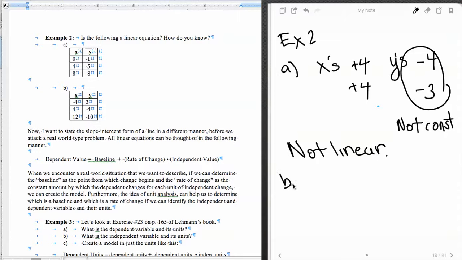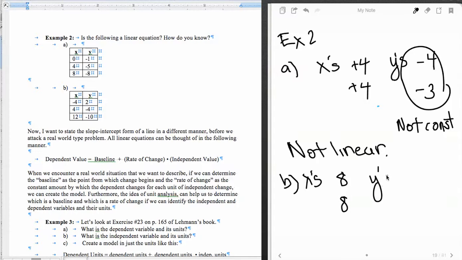Now in part B, let's investigate the same thing. So from the first ordered pair to the second ordered pair, let's look at the x's, how they change. The x's go from -4 to +4, that's a change of 8. And then from the second ordered pair to the third ordered pair, we go from 4 to 12. That's another change of 8.